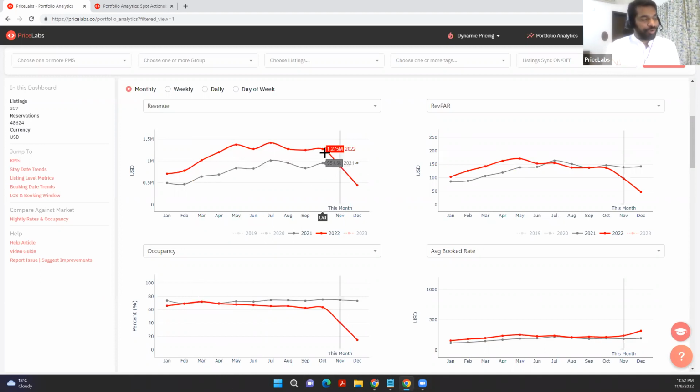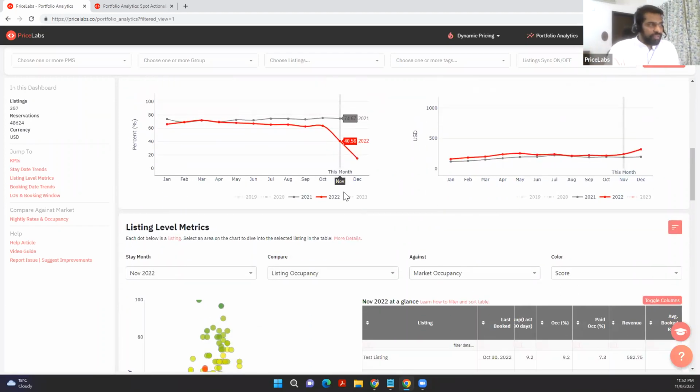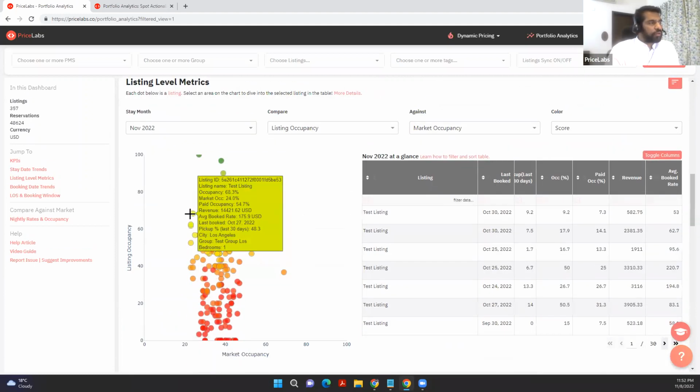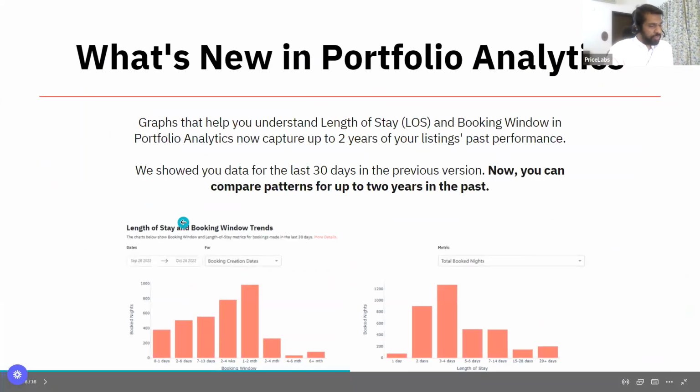So if your revenue is too high, anytime you're trying to increase your revenue, it's possible that you might take an impact on your occupancy. But as long as your RevPAR stays higher than your previous periods, then you're doing well in general. Hopefully that makes sense.